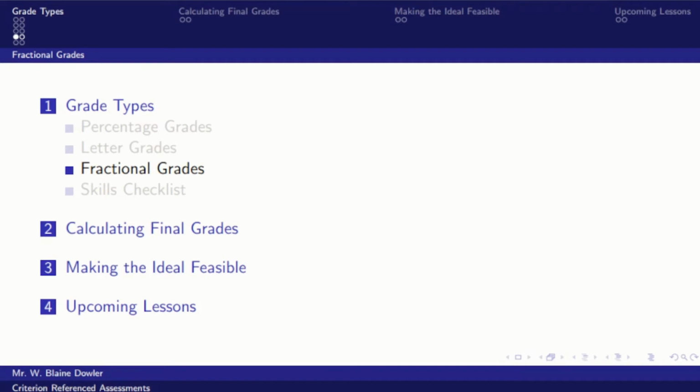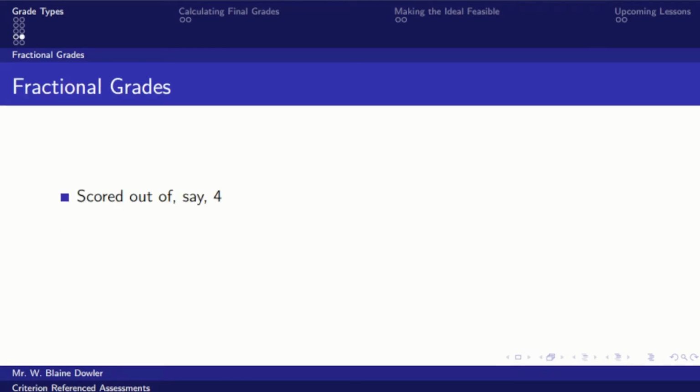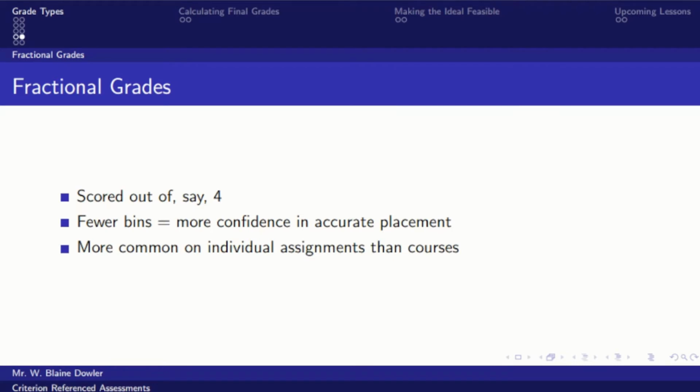Fractional grades are a little different. They could be out of 4, out of 12, out of 10. So again, if you have fewer bins than the letter grades, you are much more confident that you're accurately placing the students. Take this to the extreme. You can even have strictly pass-fail. So there's really 2 bins. You made the cut or you didn't. These fractional grades are far more common on individual assignments than they are on complete courses.